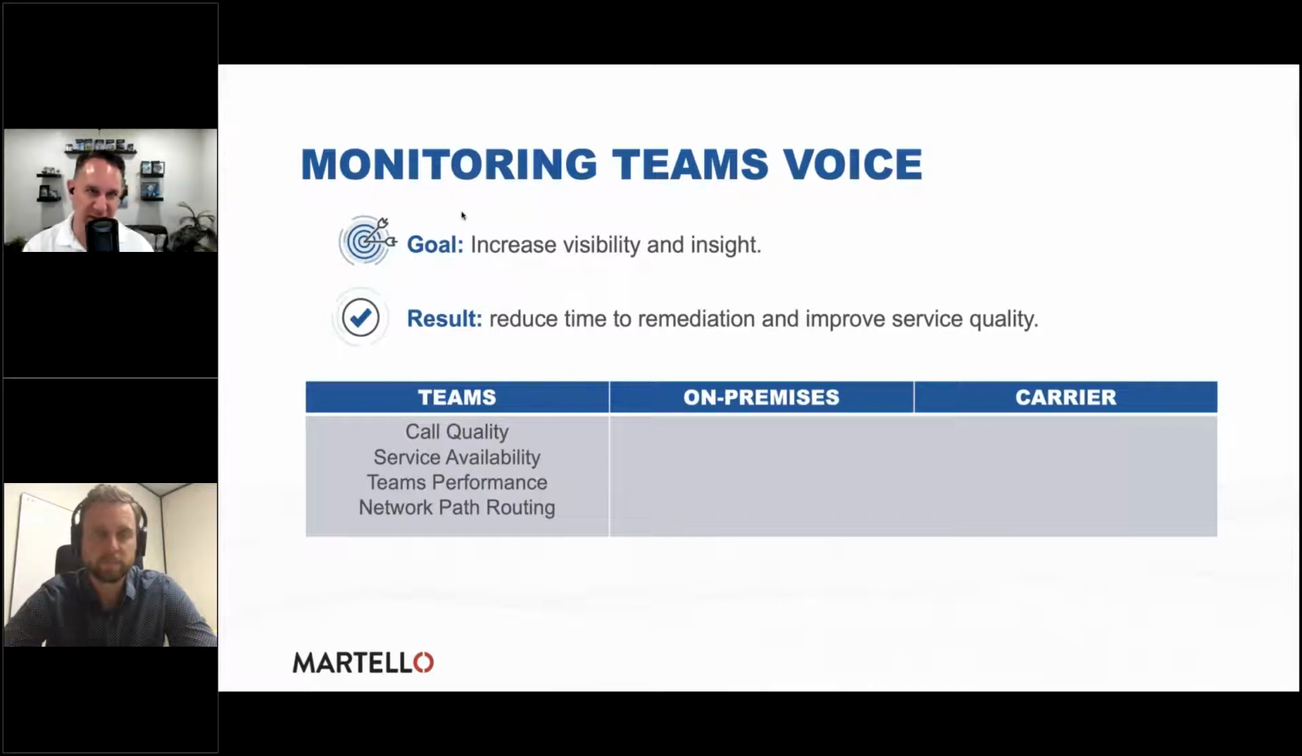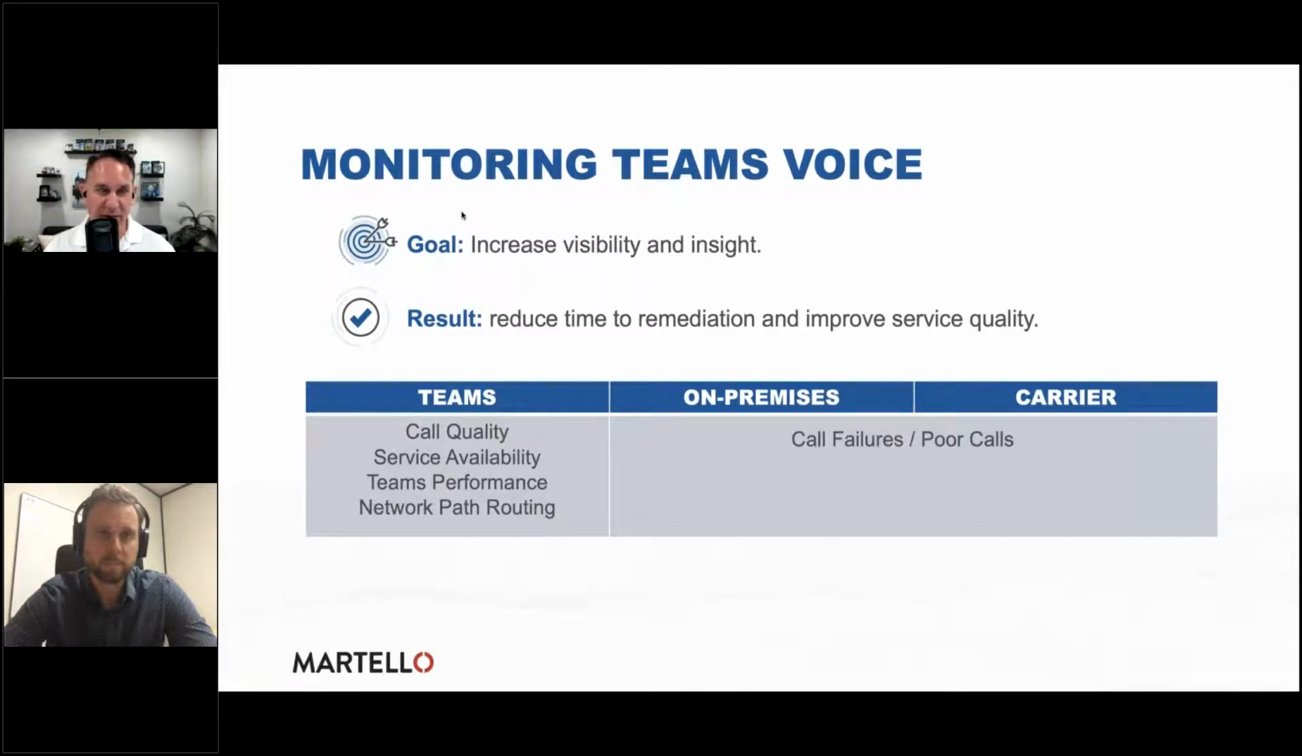So there's lots of visibility in Teams that actually has been around for some time. It's not something that's brand new today or been out in the last 6 months. It's been around for a while. And initially I was going to try and build an on-premises column and then a carrier column. And I realized there's really a lot of crossover. And so I just crossed the two together.